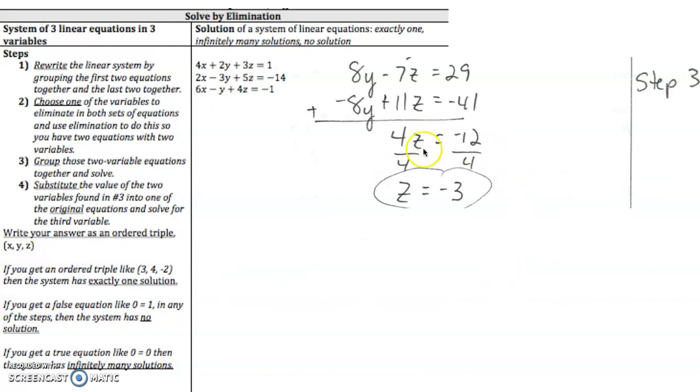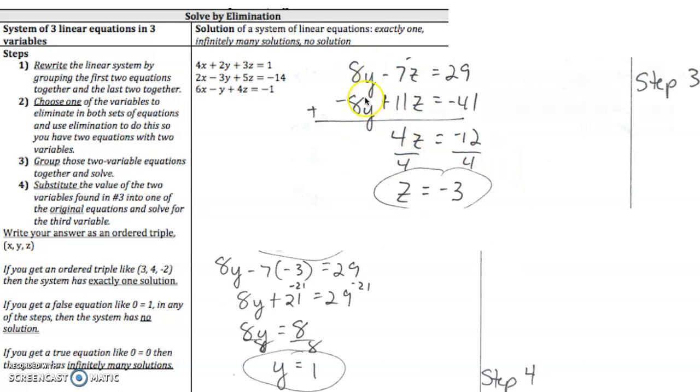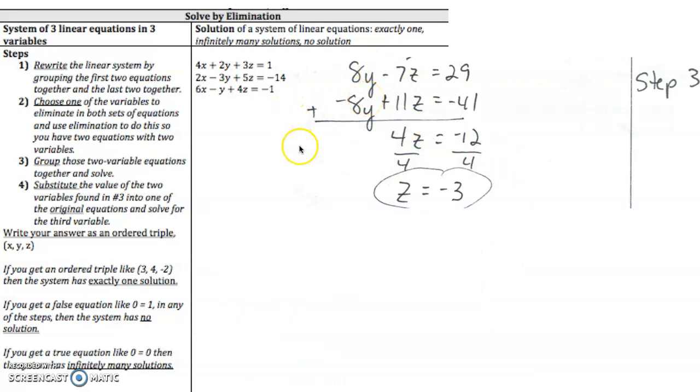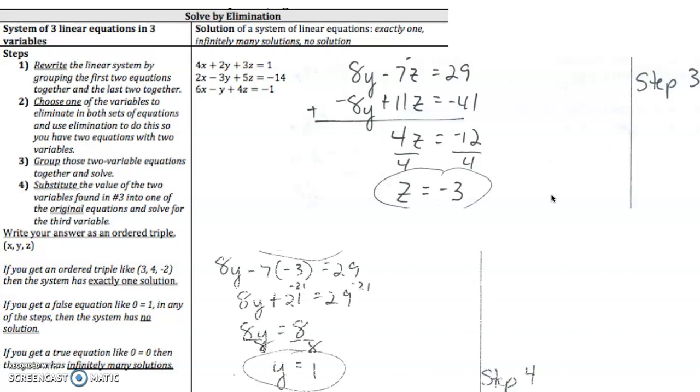So I have grouped the two together, and these are all set up to eliminate. So I'm going to add, since my terms here are opposite. So I get 4z equals negative 12, or z equals negative 3. I'm still at step 3. So I'm going to take z and plug it into one of my equations in this system and solve for y. So I have plugged it into the top equation and I get that y equals 1.